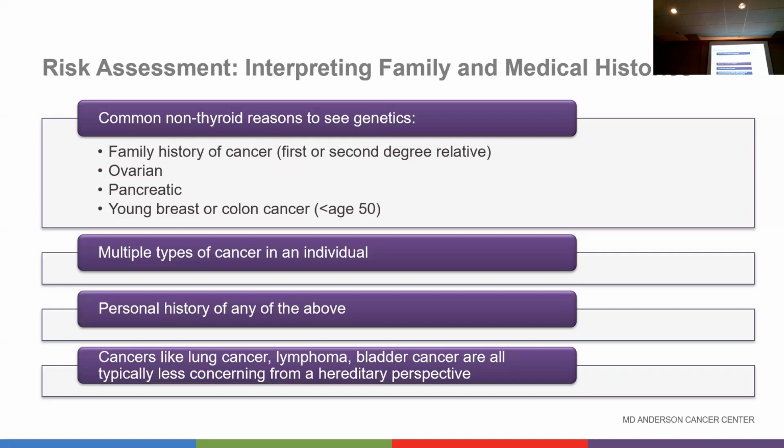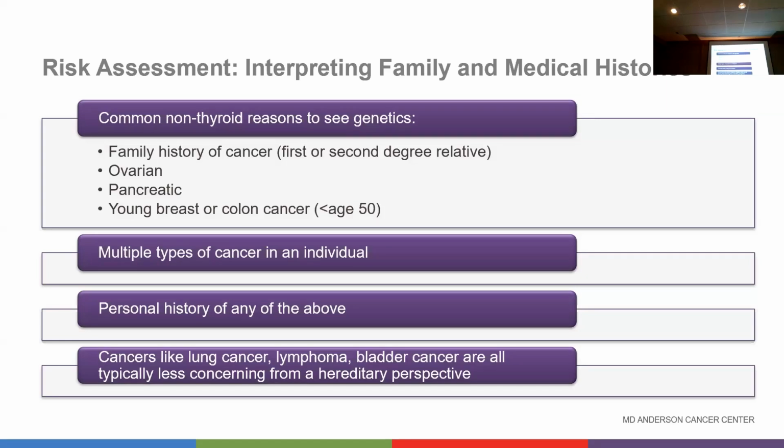So sometimes people with thyroid cancer are referred to genetics if they have a strong family history of cancer, if there's a family history of things like ovarian, pancreatic, or early onset cancers like breast or colon cancer happening at the age of 50 or below. Sometimes a patient will be referred if they themselves have had multiple types of cancer, such as thyroid and breast cancer, for example.